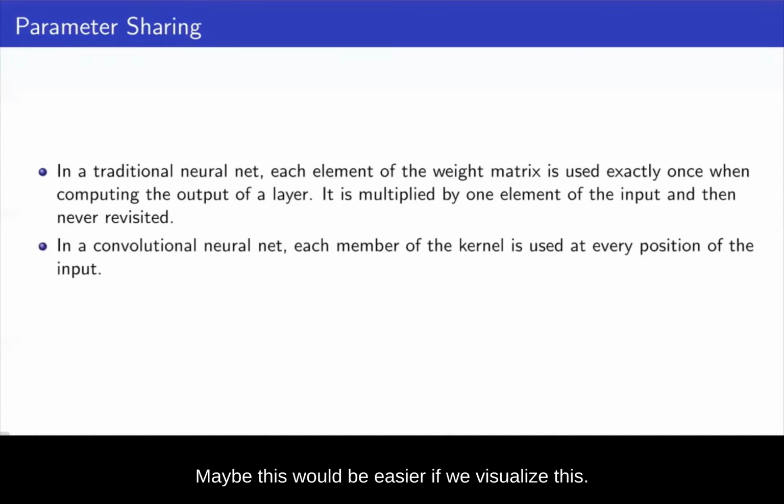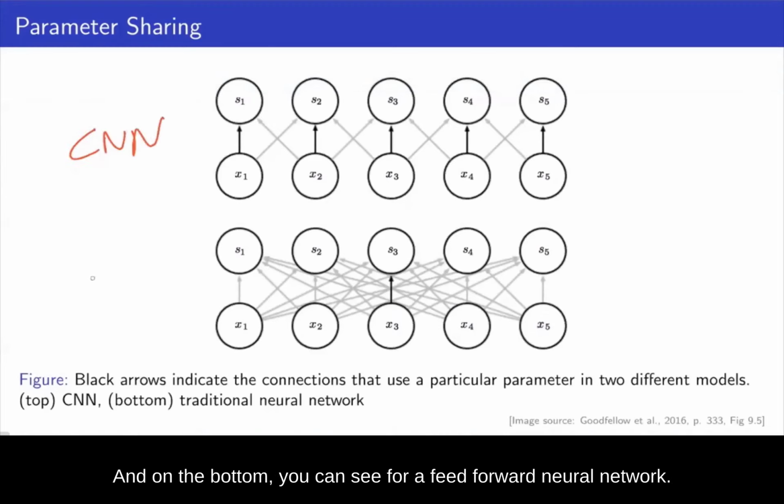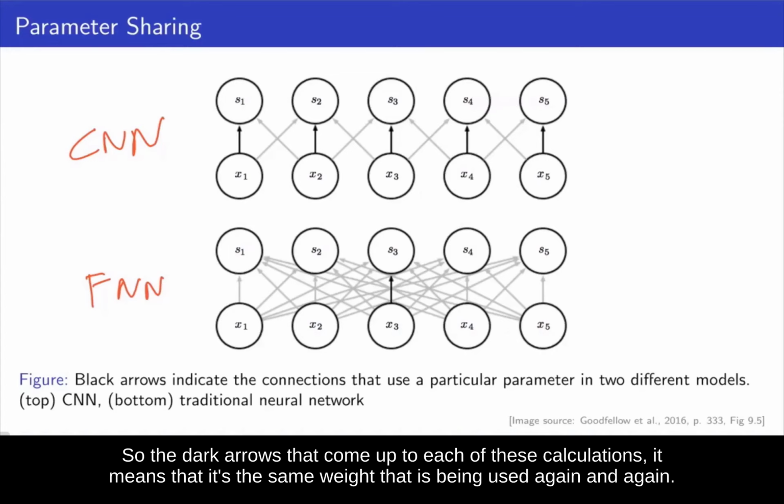Maybe this would be easier if we visualize this. Here on the top slide, you can see a CNN, and on the bottom, you can see a feed-forward neural network. The top layer here is the activation map, and X is the input layer. The dark arrows that come up to each of these calculations mean that the same weight is being used again and again.